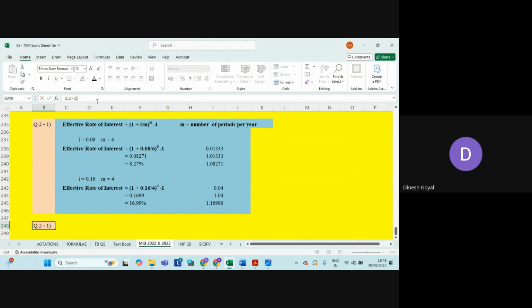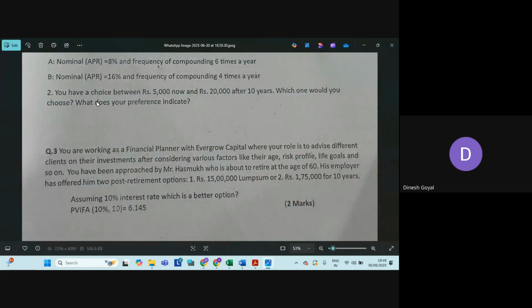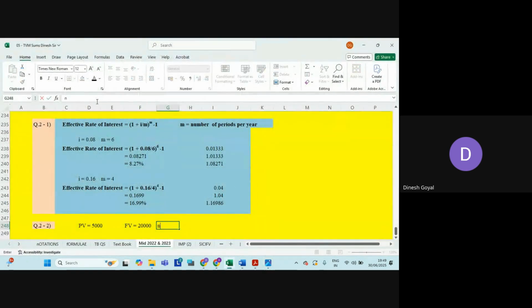Okay. So here I was saying, here what you can do is, the present value is given 5,000 and future value is given 20,000, right? And your N is given 10.